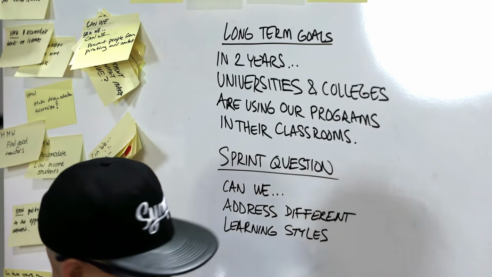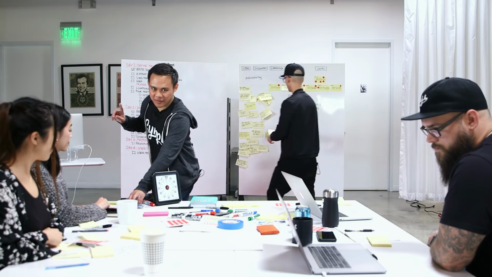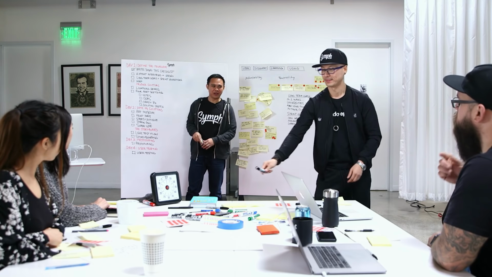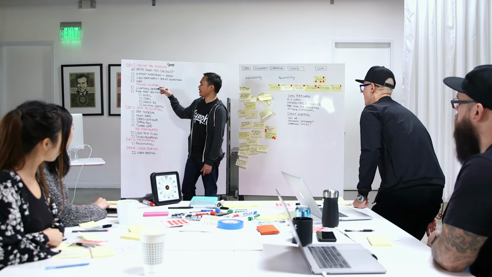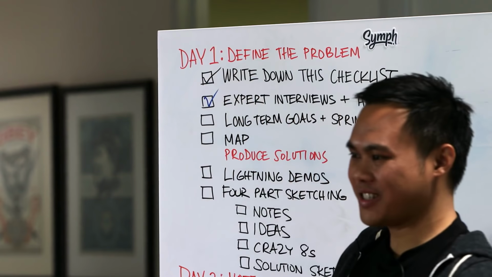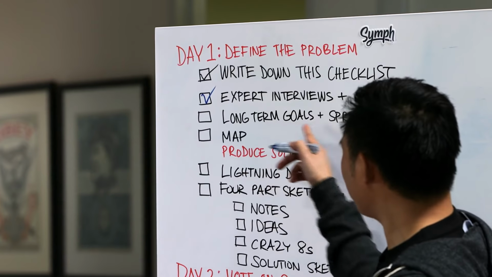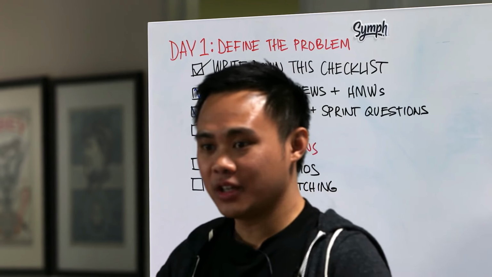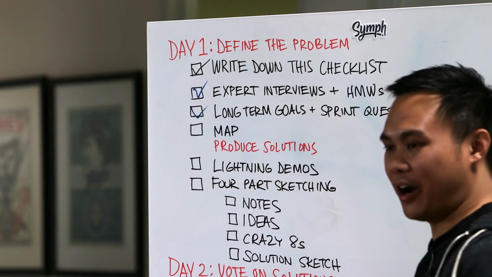Okay, cool. So now we forgot something actually, remember our checklist over here? We need to check them off, right? So we're done with expert interviews. Give yourselves a big round of applause. Woo! All right, long-term goals and sprint questions. Yay! All right, good job. Now we're three out of... You guys left me hanging.